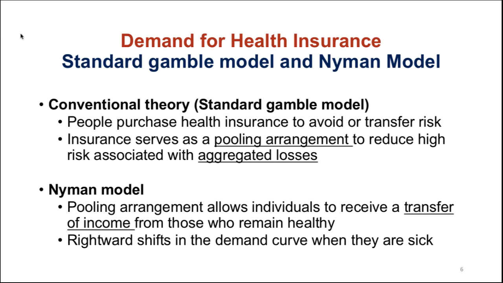There are two main theories or models for the demand for health insurance. One is the standard gamble model, which is more conventional and more popular.